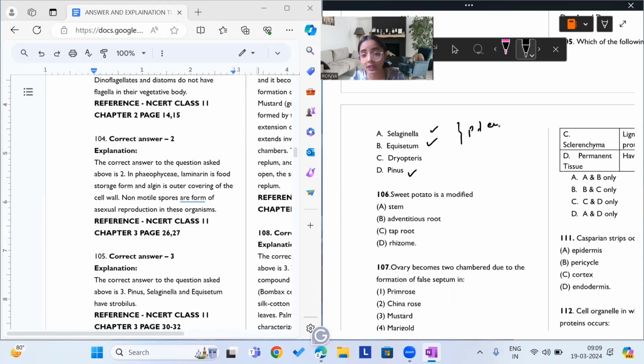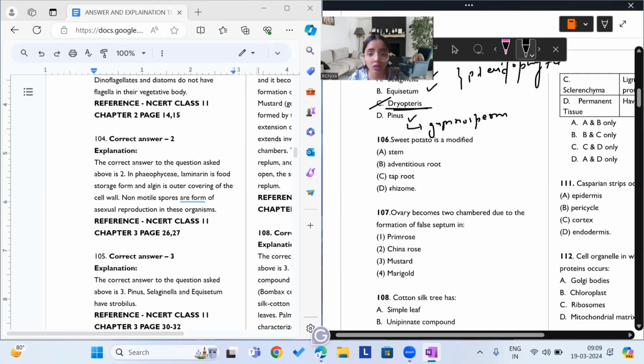these pteridophytes and this gymnosperm, all of them are known to have strobili except Dryopteris. So the answer is option number 3.